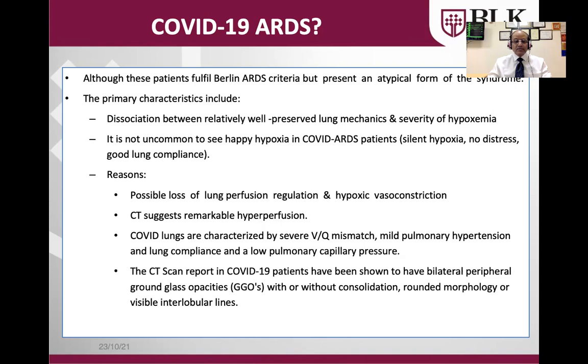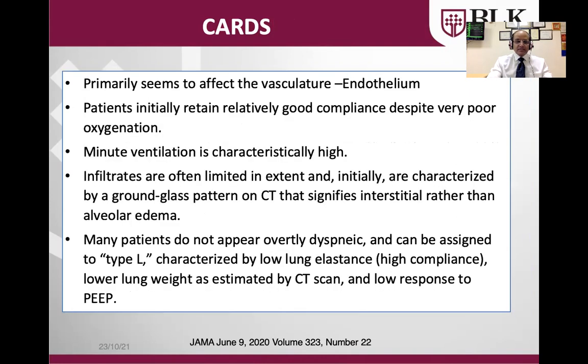And CT scan shows bilateral peripheral ground glass opacities with or without consolidation, rounded morphology, or visible intralobular lines. So CARDS primarily seems to affect the vasculature, which is the endothelium. Patients can retain relatively good compliance despite very poor oxygenation. Minute ventilation is characteristically high in these patients, and infiltrates are often limited initially to GGOs on CT, that signifies interstitial rather than alveolar edema. And then many patients do not appear overtly dyspneic and can be assigned to type L.